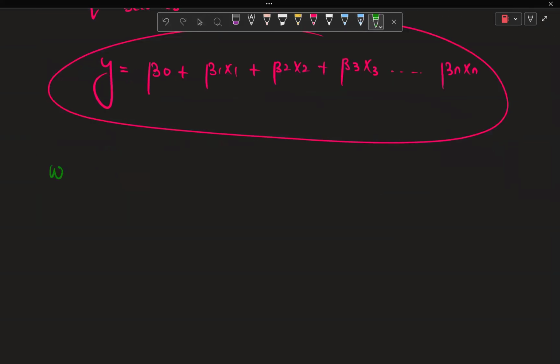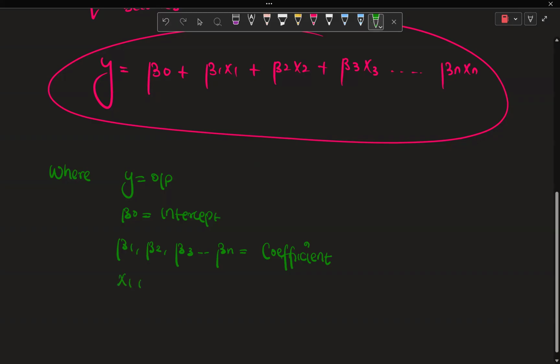Where y is the output, beta naught is the intercept, and beta 1, beta 2 till beta n are called the coefficients. x1, x2, x3, xn are called the inputs.